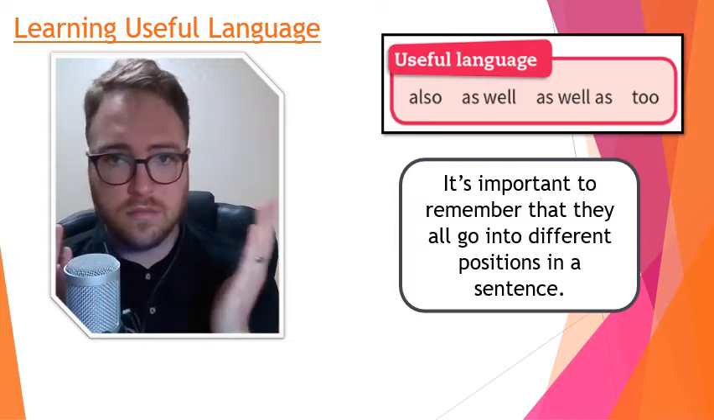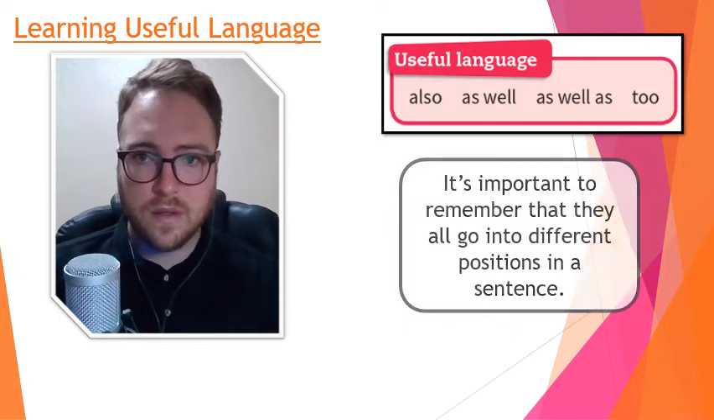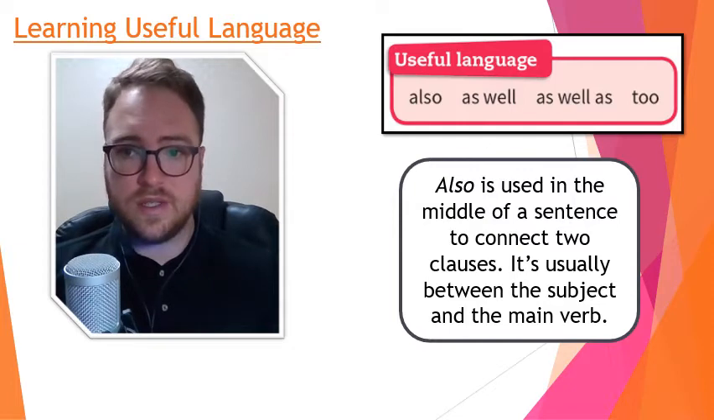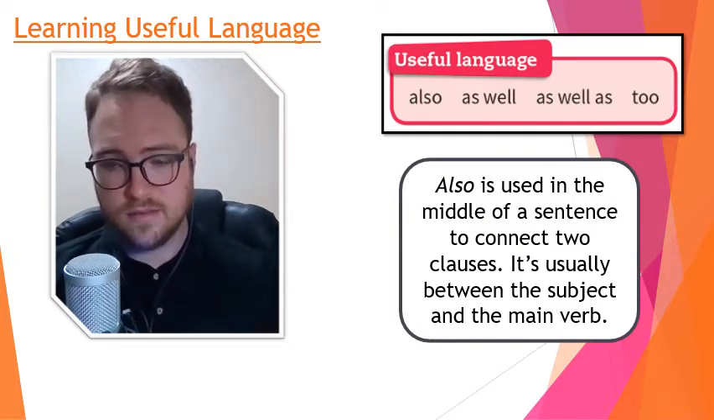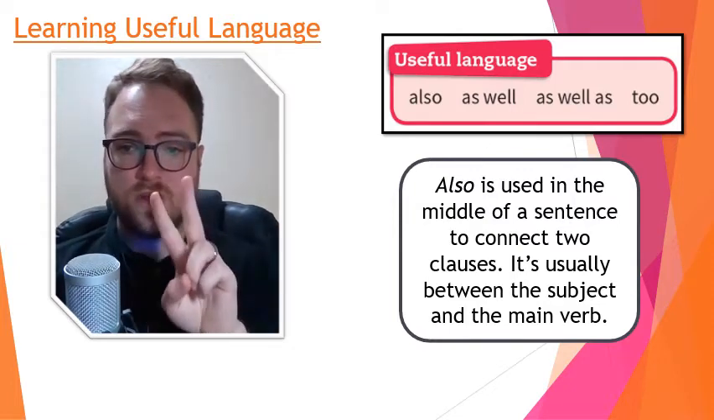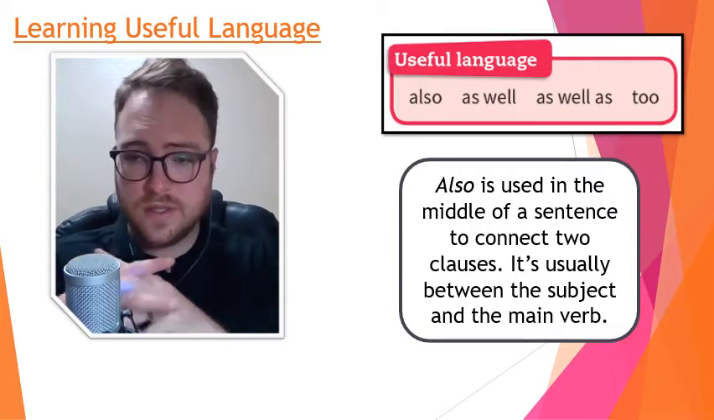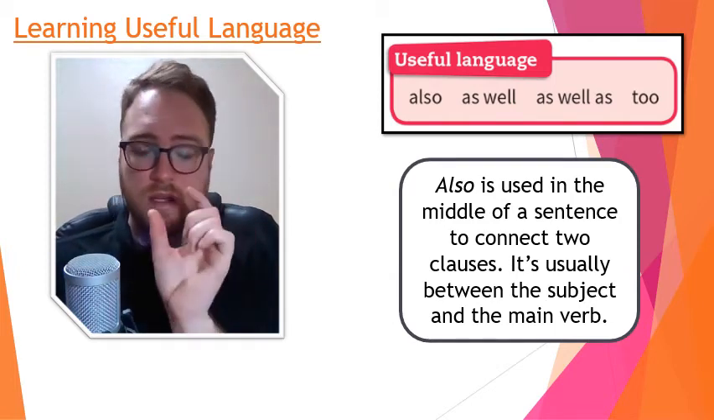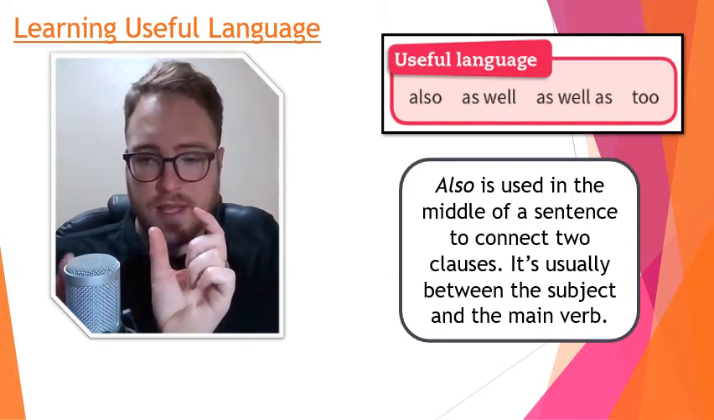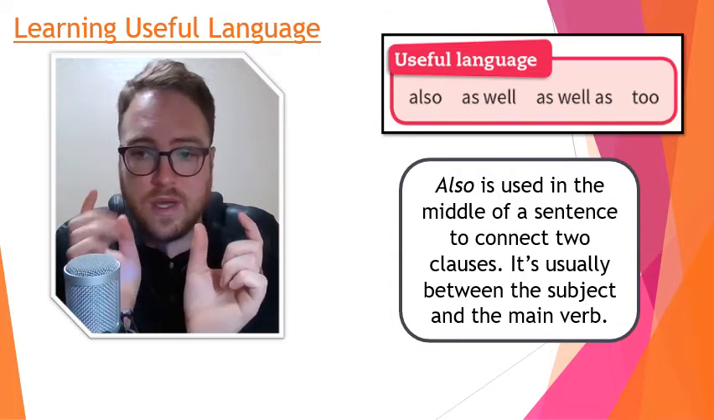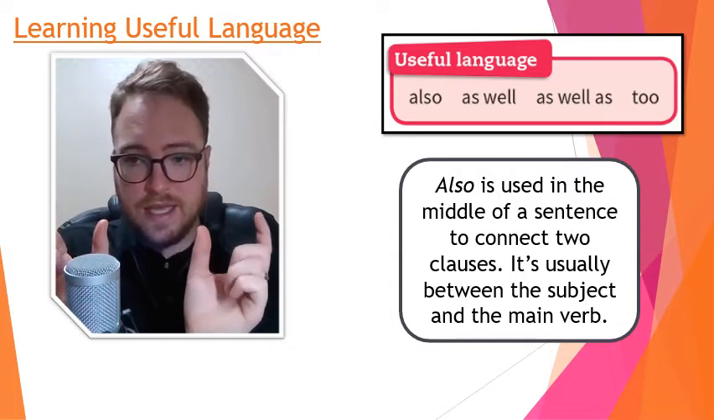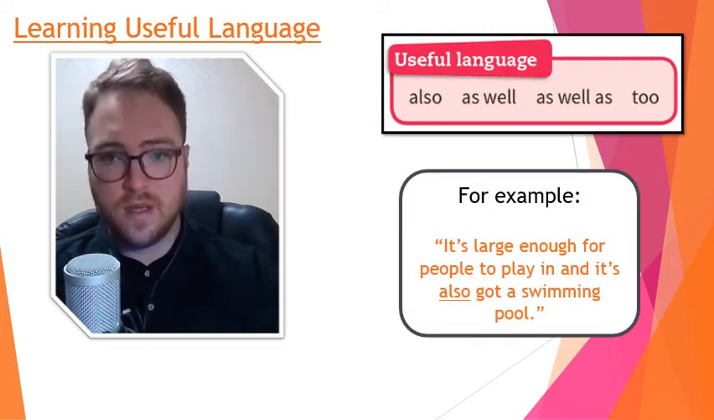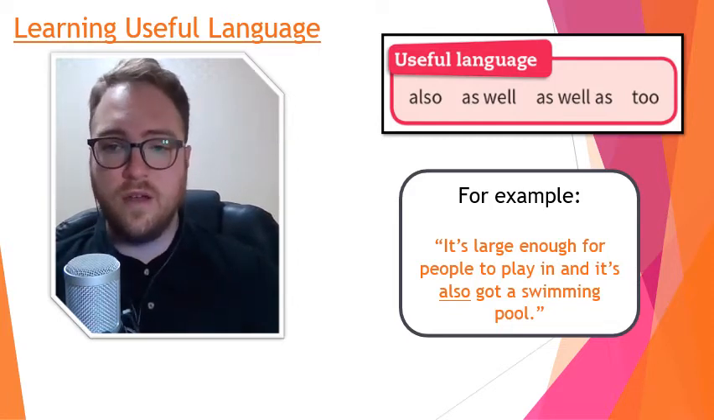So, what can we do? Well, also is used in the middle of a sentence to connect two clauses. It's usually between the subject and the main verb. So it goes between subject and verb. So for example, it's large enough for people to play in.